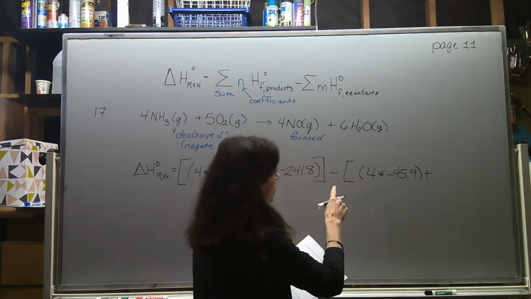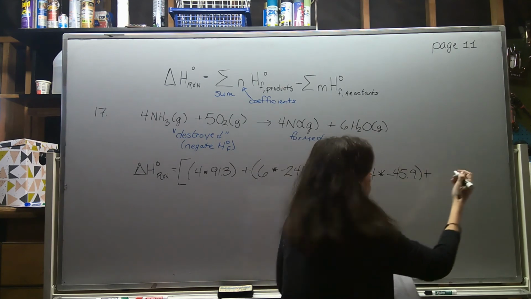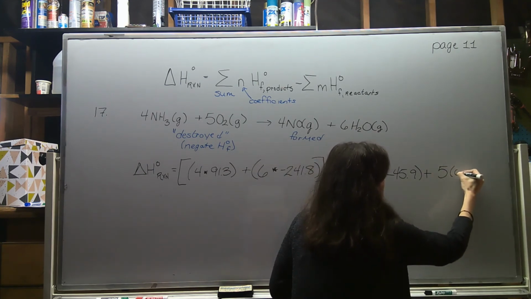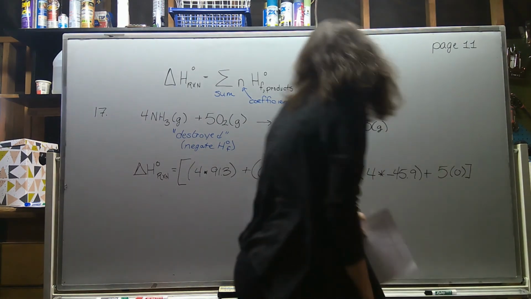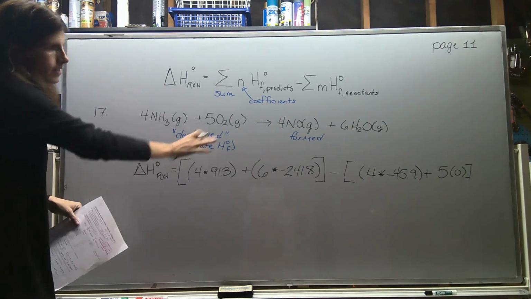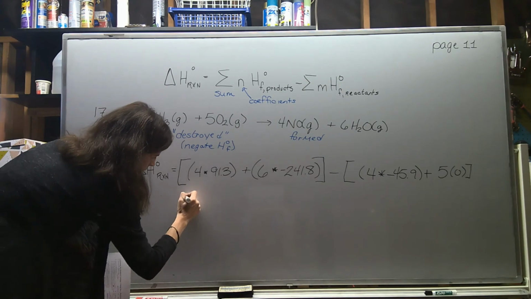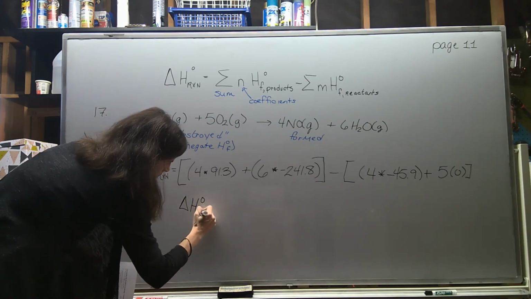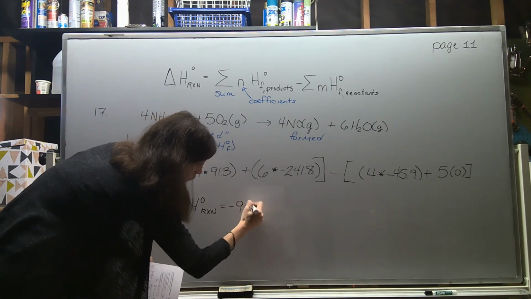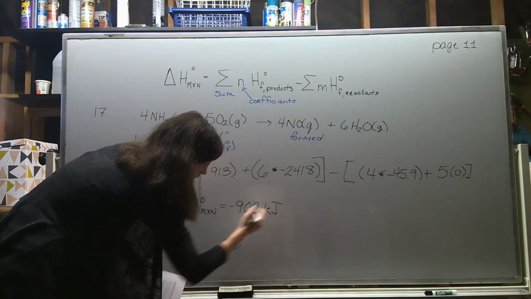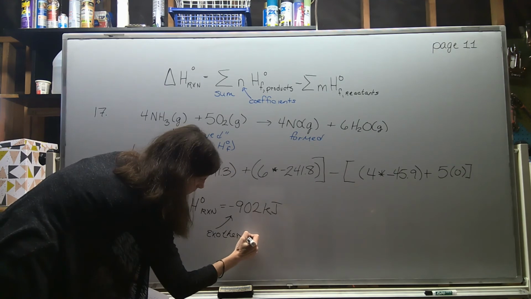plus the oxygen, it's elemental. I don't even need to really look it up on the table because by definition, it's going to have a formation value of 0 because it's in its elemental state. All right, plug this into your calculator, double check it. For this, I got delta H naught of the reaction is equal to negative 902 kilojoules. That negative sign tells me it's an exothermic reaction.